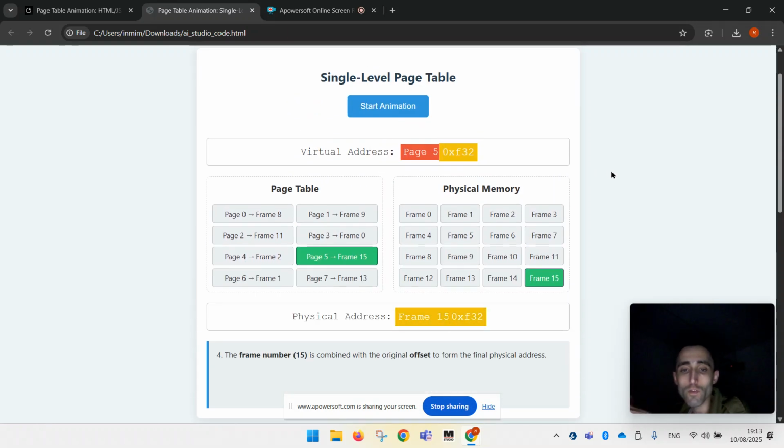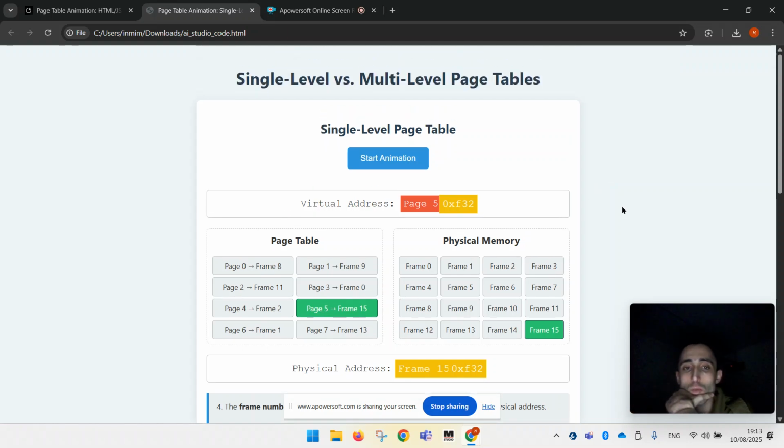This is the idea. Thank you very much. If there are any mistakes or corrections, please tell me. This was about single-level versus multi-level page tables, and that's it.